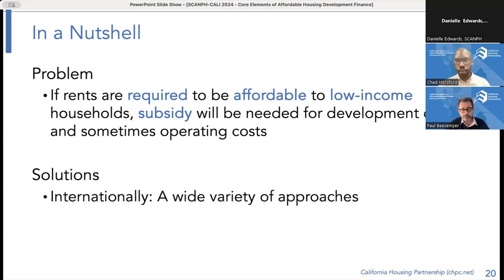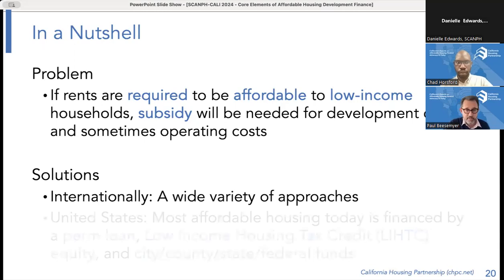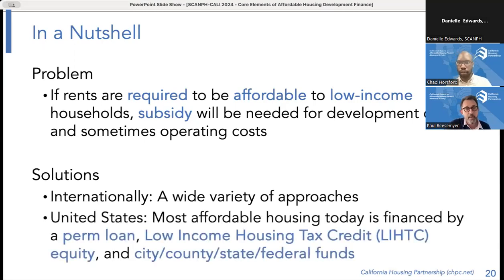And so what are the solutions? Well, internationally, there's a wide variety of approaches. Social housing with a real income mix is a very established thing in parts of Europe, for example, in Austria and France, in Scandinavia. But we're not international. We're right here in the good old US of A. So let's talk about what we're doing here.